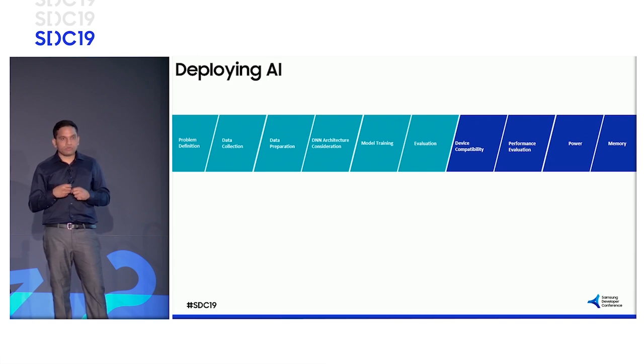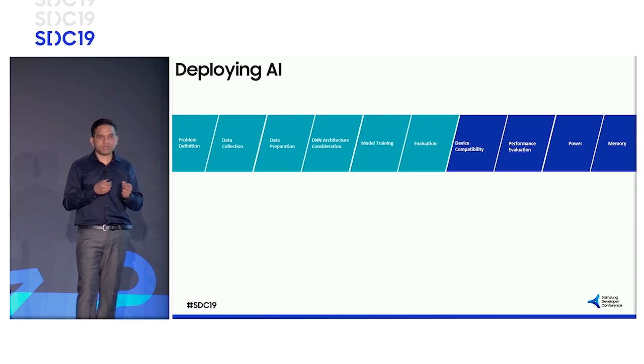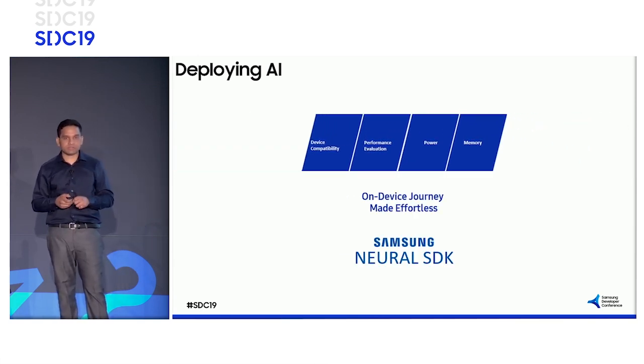That's where you have to understand the capabilities of this mobile device. Is this particular machine learning framework supported on that device? Are these operations supported on that device? What are the compute units to leverage to get the desired performance? What is the memory available? There are so many things that you have to consider. And that's where Samsung Neural SDK comes into the picture, and it makes your on-device journey effortless.